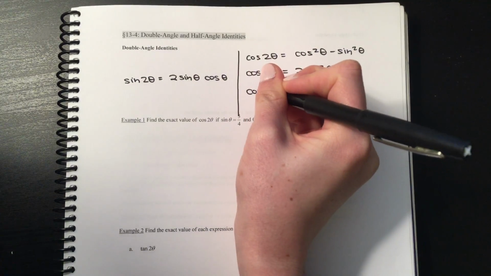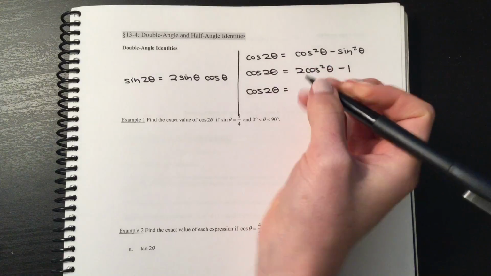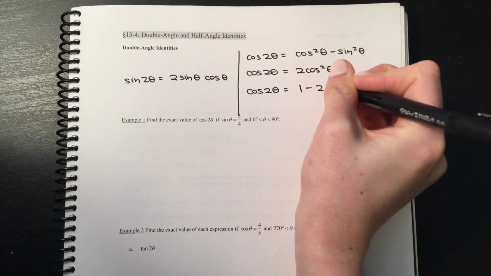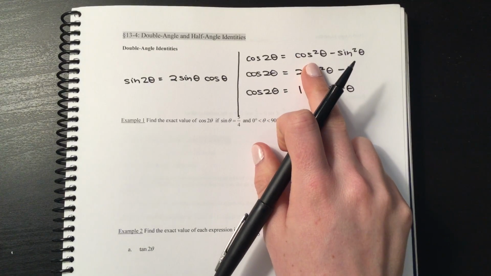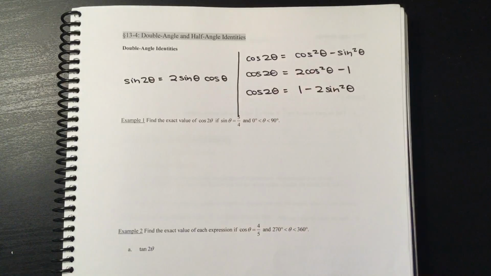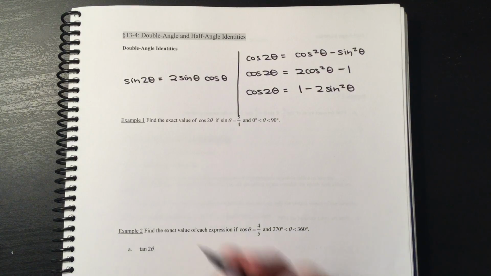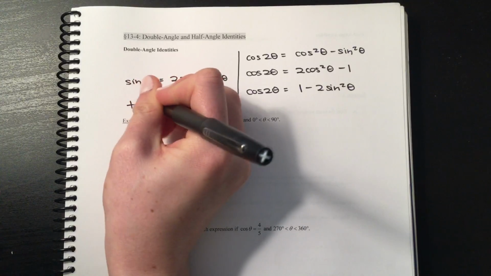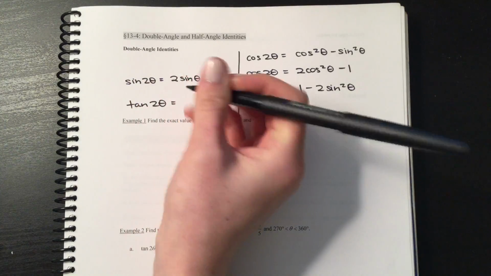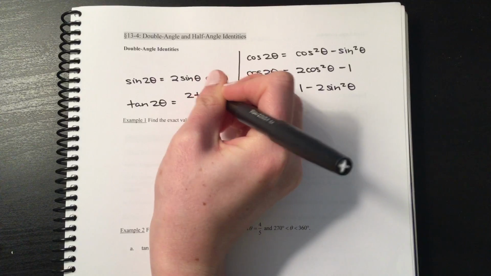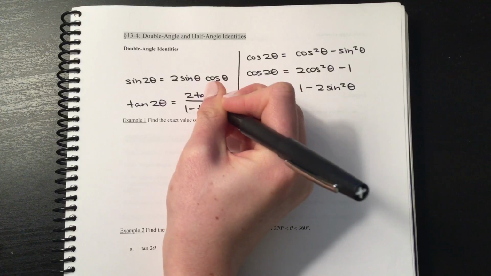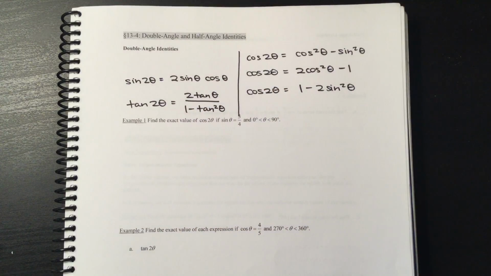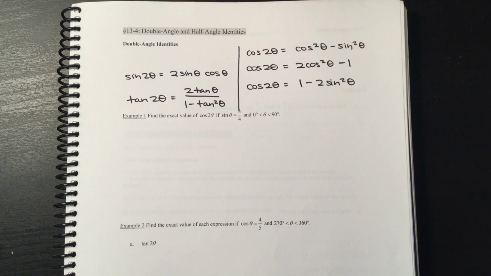Same thing with this one. This one is 1 minus 2 times sine squared. And that's because we can rewrite cosine squared as 1 minus sine squared using the Pythagorean identity. So they're all really similar. And then let me sneak in tangent. Tangent, we've got 2 times tangent, and then over 1 minus tangent squared. You've probably noticed from the last couple sections that we aren't using these tangent ones as frequently as sine and cosine, but we do have double angle formulas for them, so I'm going to give them to you.